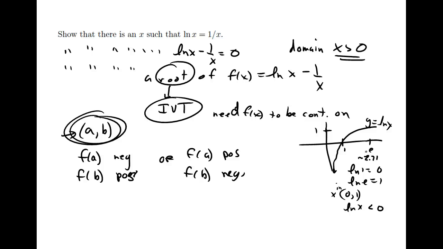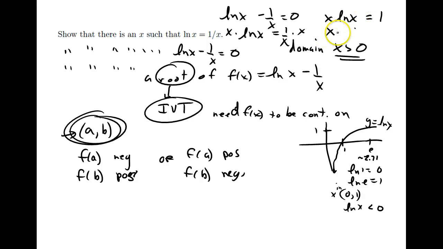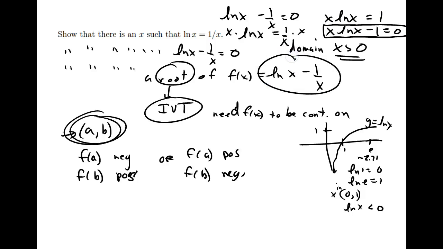Jack: Would it help at all to rewrite that function as x ln x minus 1 equals 0, so that it's an easier translation of what it actually looks like? x ln x equals 1, x ln x minus 1 equals 0. So Jack says, I don't really like how this function is ln x minus 1 over x. I'd rather think about it as x ln x minus 1.